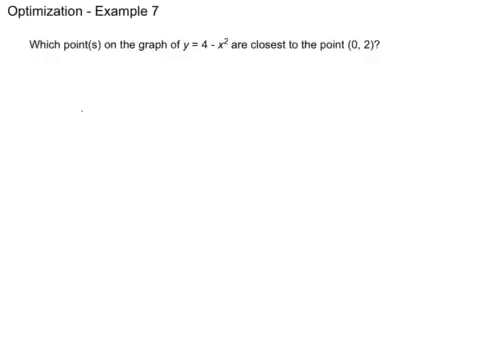Okay, last optimization problem. Yay! This problem is going to deal with optimizing distance. So we have a graph of a function, and we want to know what point or points on the graph is closest to the given point. In this case, we have a graph of y equals 4 minus x squared, and we want to know which point or points on that parabola will be closest to the point 0, 2.